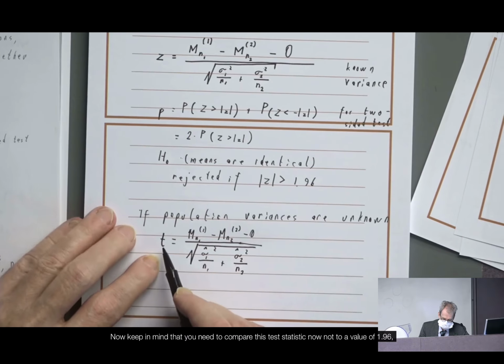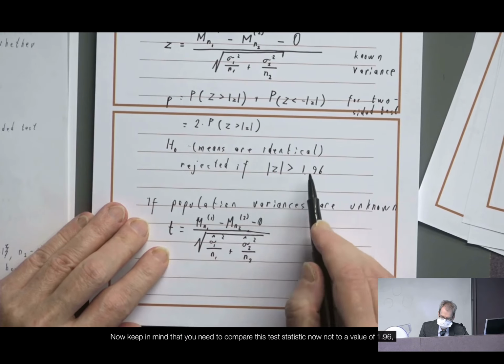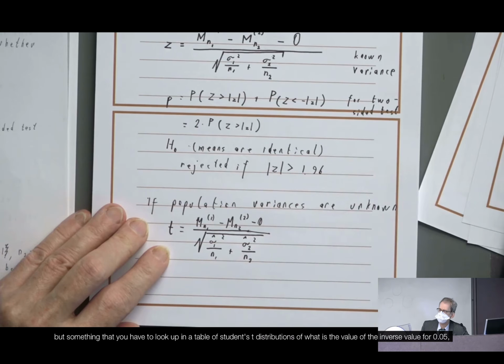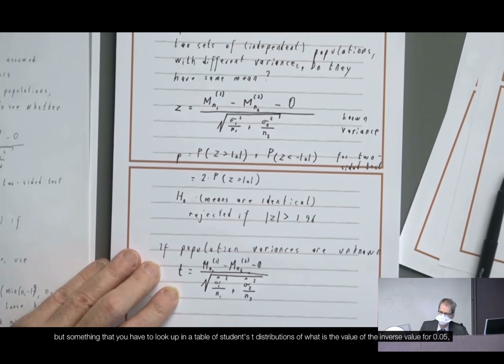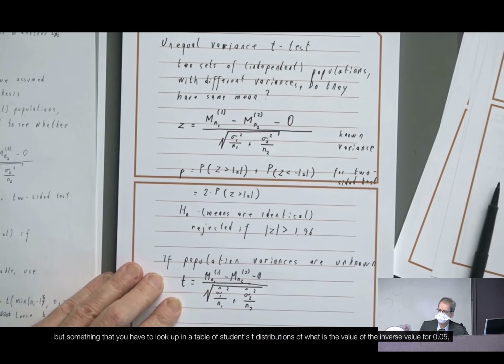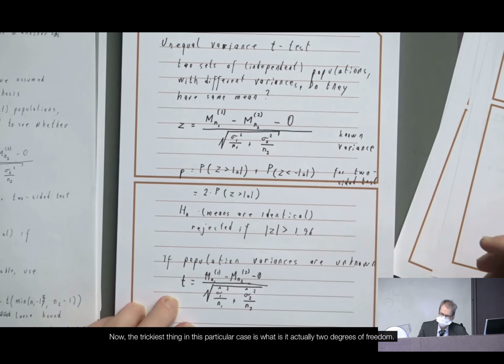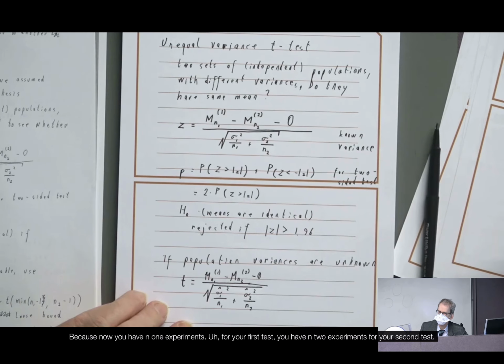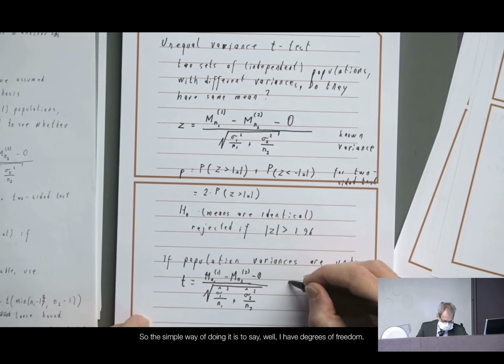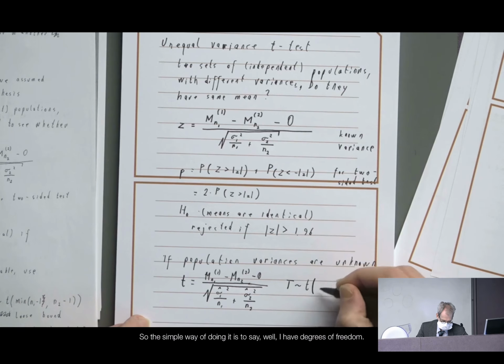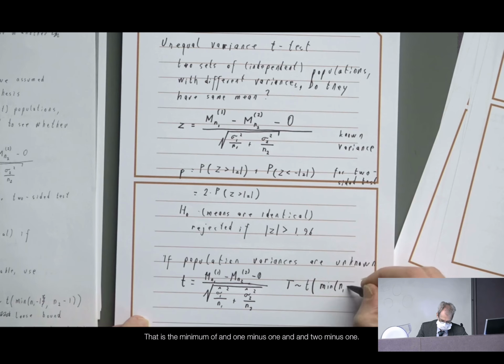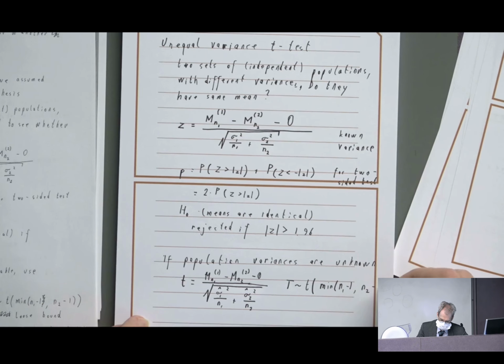Now keep in mind that you need to compare this test statistic now not to a value of 1.96, but something that you have to look up in a table of student's t-distributions, of what is the inverse value for 0.05 or whatever alpha you're picking for a given degree of freedom. Now the trickiest thing in this particular case is what is actually the degree of freedom, because now you have n1 experiments for your first test, you have n2 experiments for your second test. So the simple way of doing it is to say, well, I have degrees of freedom that is the minimum of n1 minus 1 and n2 minus 1.